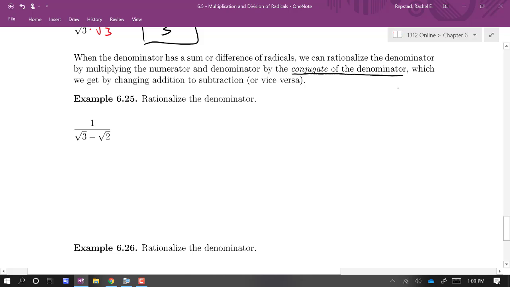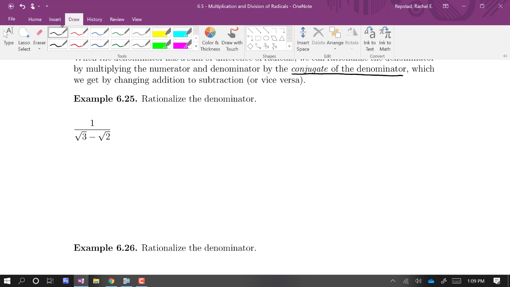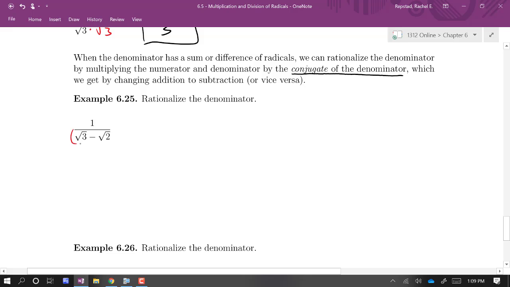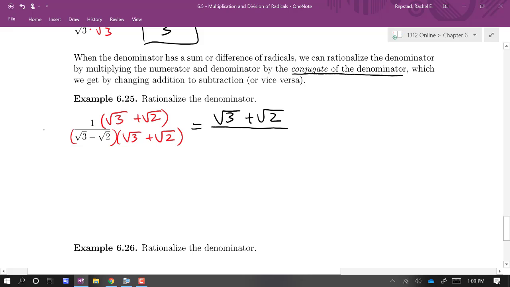So the conjugate is what you get when you change the sign in between. So here I'm subtracting them. I'm going to change that just to addition. And I'm going to multiply the top and the bottom by the square root of 3 plus the square root of 2. So let's see what happens. On top, obviously, I think we know what we get, right? It's just the square root of 3 plus the square root of 2. On the bottom, we need to find that product, so I'm going to set up my little grid here.